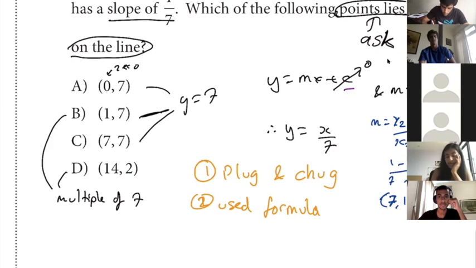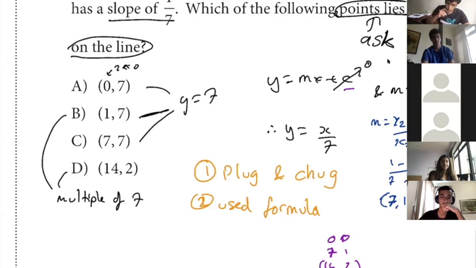Then after that, you know that the gradient is 1/7. That means that it has a rise of 1 and a run of 7. So starting from 0, 0, I just added 7 to x and 1 to y until I got one of those points. Perfect. Cool. Thank you, Aryan.